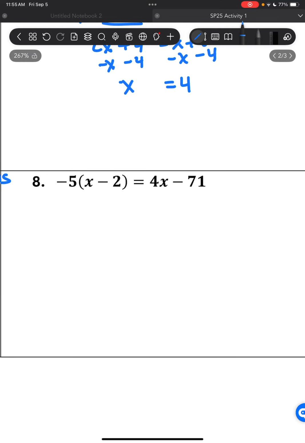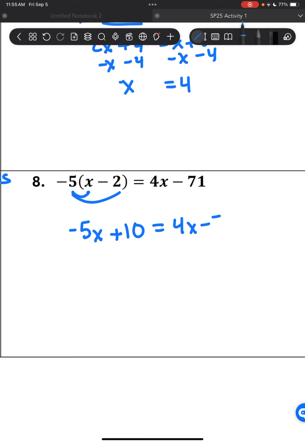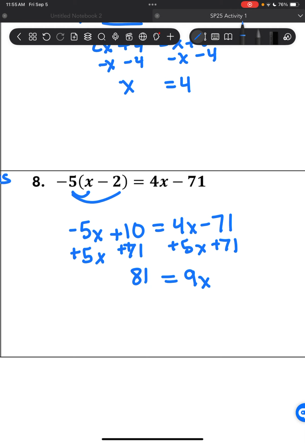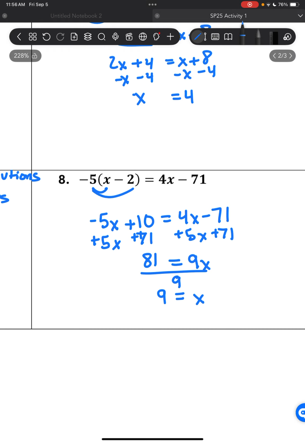All right, finally, number 8. So let's distribute. So negative 5x plus, right, because negative 5 times negative 2, positive 10, and we have 4x minus 71. And here we're going to get rid of this negative 5x by adding 5x. So by doing that, we have a 9x. So then when we do this, adding 71, right, to get rid of that negative 71, giving us 81. Divide by 9, get that x isolated. By doing that, 81 divided by 9 is 9. And that is where you should get x equals 9.